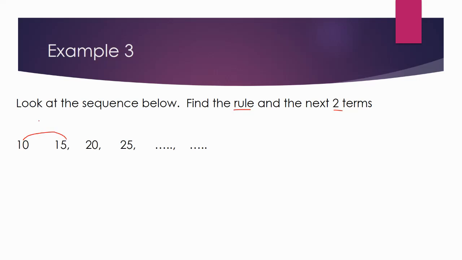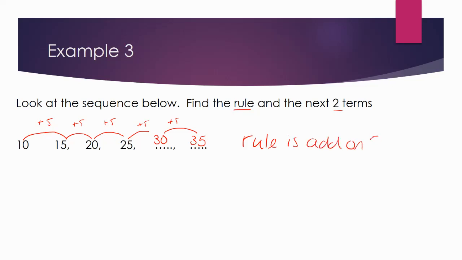So how do we get from 10 to 15? We add on 5. Does that work? Yep, we can add on another 5. 20 to 25, we're going to add on another 5. So if we add on another 5, it's going to give us 30. And then we add on another 5, gives us 35. Okay, so we found the rule. So the rule is add on 5 each time. And then we filled in our next 2 terms. Don't forget you can pause the video, press play when you're ready to continue.